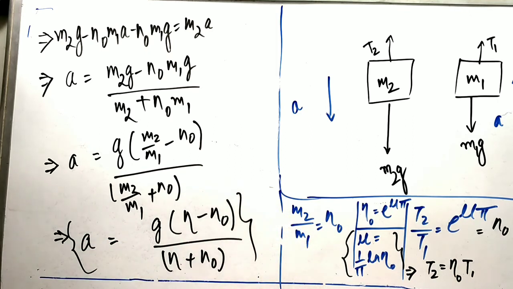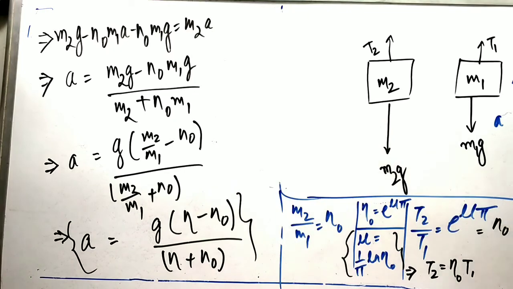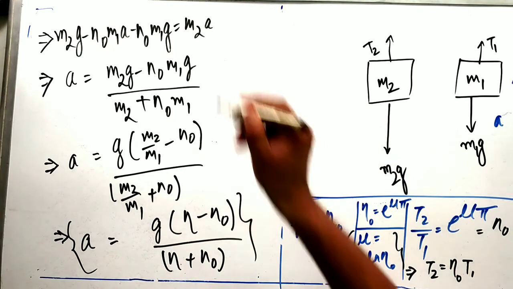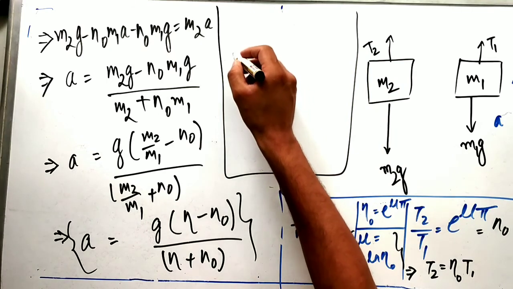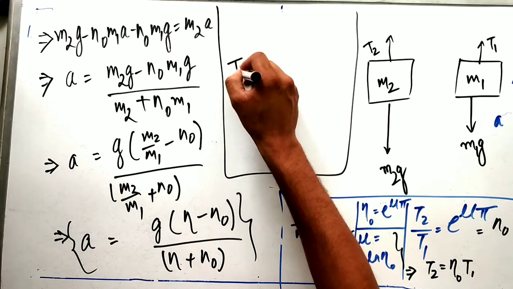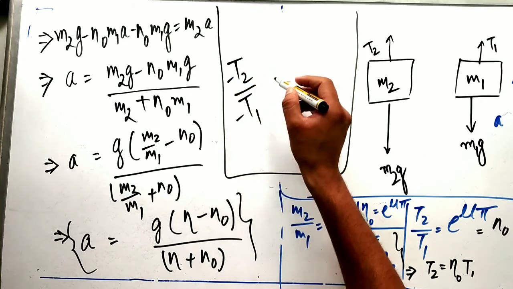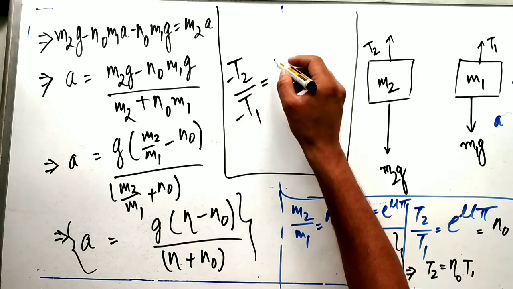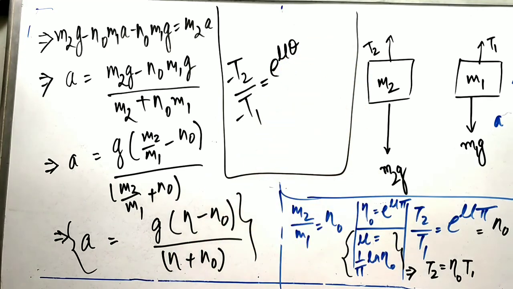That's it. The concept that we have used is the concept of friction between rope and pulley, and the ratio of tension in the tight part to the slack part is equal to e to the power of mu theta, where theta is the angle covered by the rope on the pulley.